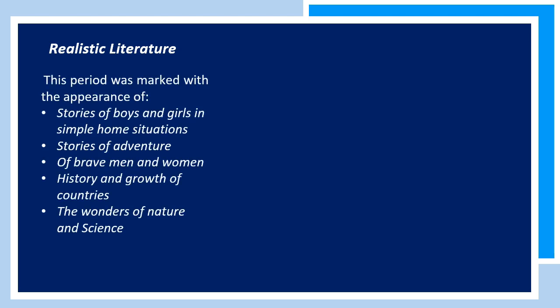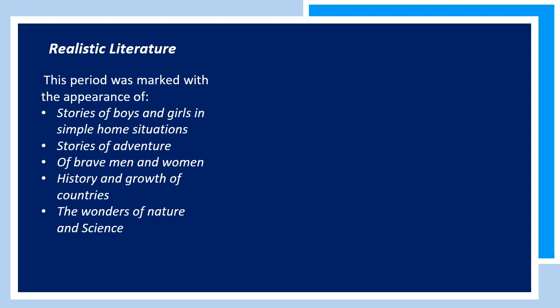Literary realism is a literary movement that presents reality by portraying mundane, everyday experiences as they are in real life. It depicts familiar people, places, and stories, primarily about the middle and lower classes of society. Literary realism seeks to tell a story as truthfully as possible instead of dramatizing or romanticizing the piece. This period was marked with the appearance of stories of boys and girls in simple home situations, stories of adventure, of brave men and women, history and growth of the countries, and the wonders of nature and science.